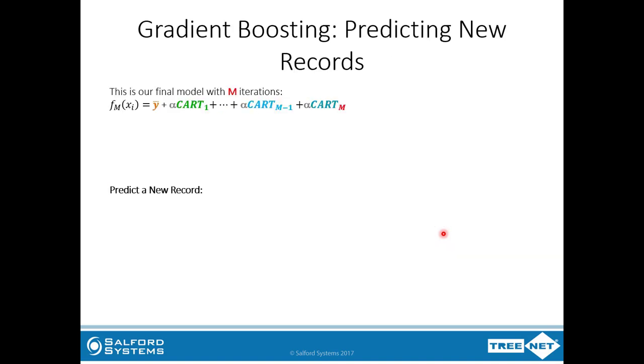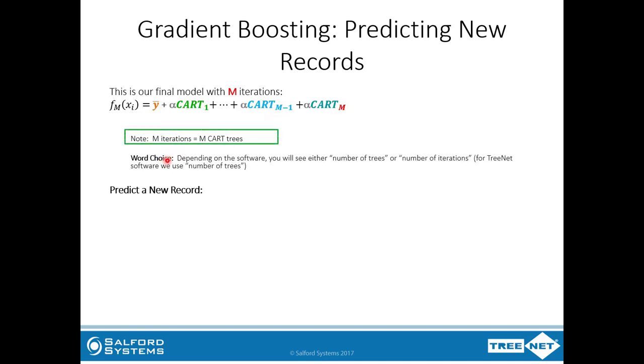Okay, so how do you predict new records? Well, let's suppose that we have our final model here, which is just the sum of CART trees. So we have M iterations and M CART trees, and that's something important to note. The reason that's important is that depending on the software you use, you're either going to see the number of trees, or maybe the number of iterations. For TreeNet software, we actually use number of trees.